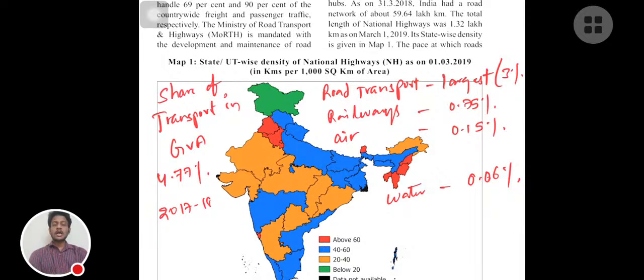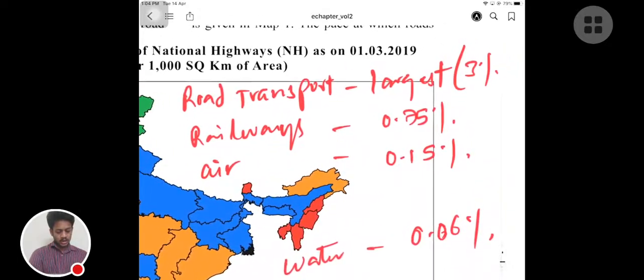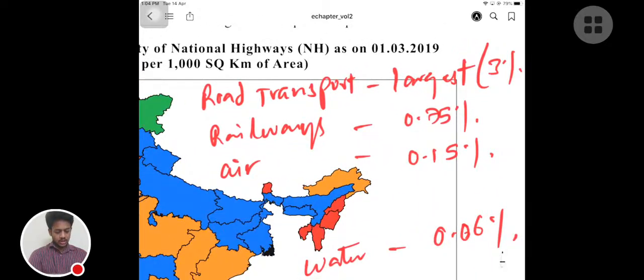The share of the transport sector in GVA is around 4.77% under the total transport sector, which is contributing to the growth of the Indian economy. This is the statistics of 2017-18. Whereas when it comes to the sectoral divisions, road transport is the largest out of that 4.77%. 3% is from road transport.